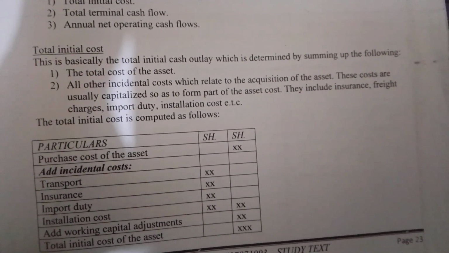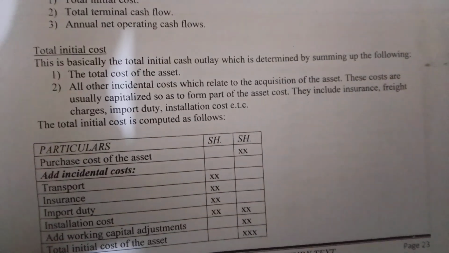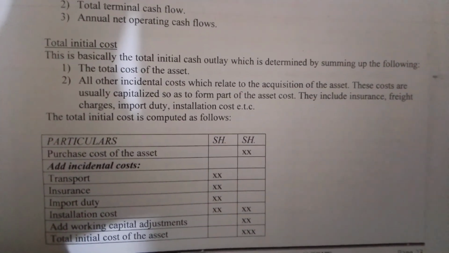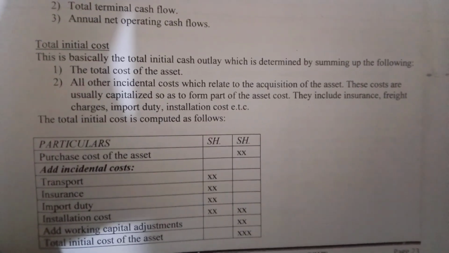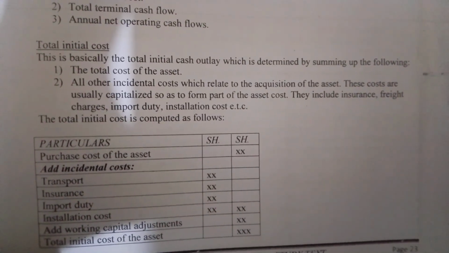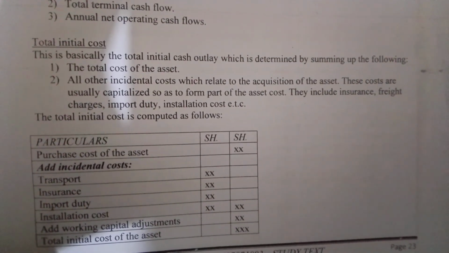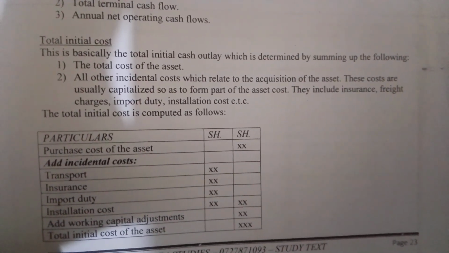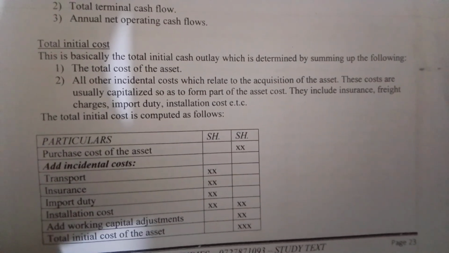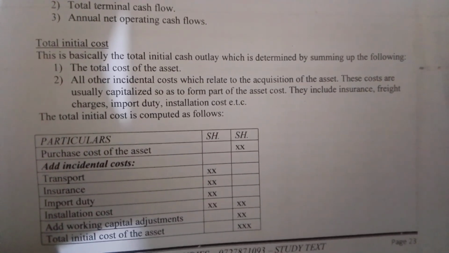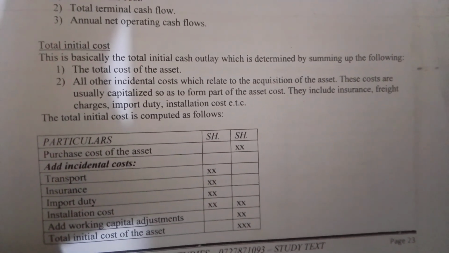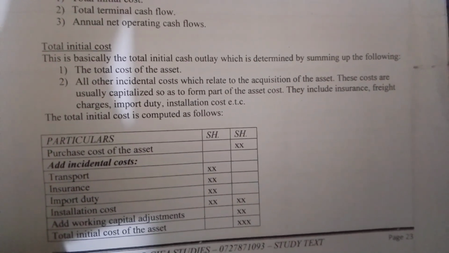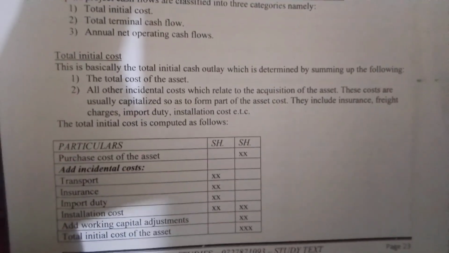So one of the costs that we will be considering is the total initial cost. This comprises the total cost of the asset. If you purchase an asset at shillings 1 million, then any other costs which have been incurred up to the point when this asset has been put into use are known as incidental costs. Examples here are insurance, import duty and installation cost.